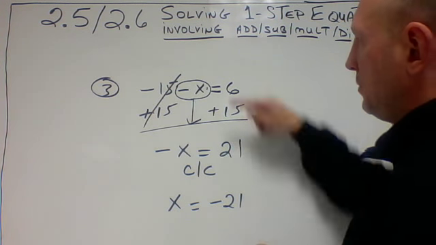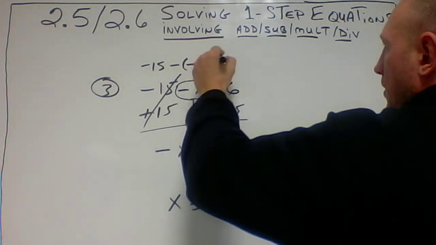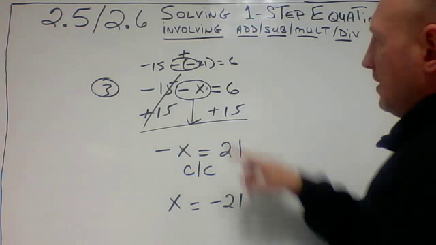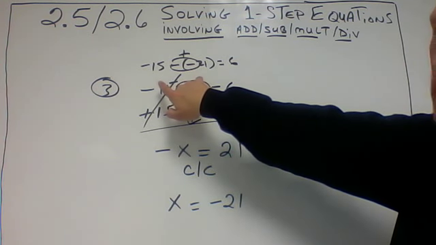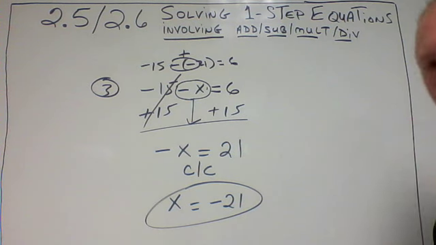And if you were to substitute this back in, negative 15 minus negative 21 equals 6, it will work because these two make a positive. Different signs, subtract, take the sign of the larger, it will work out to be 6. So x equals negative 21 is your answer.